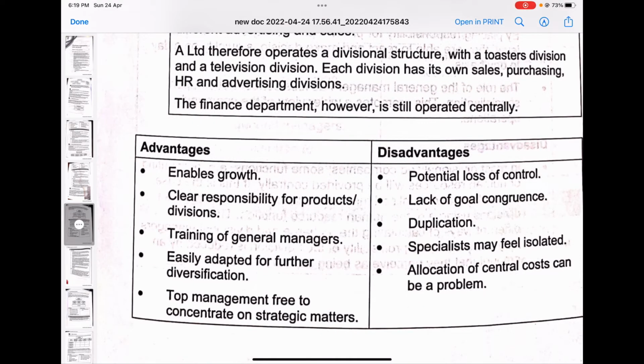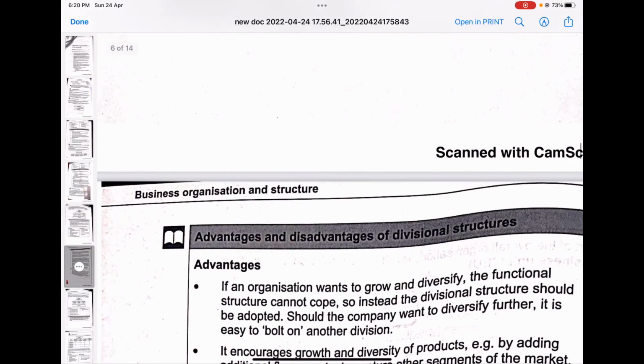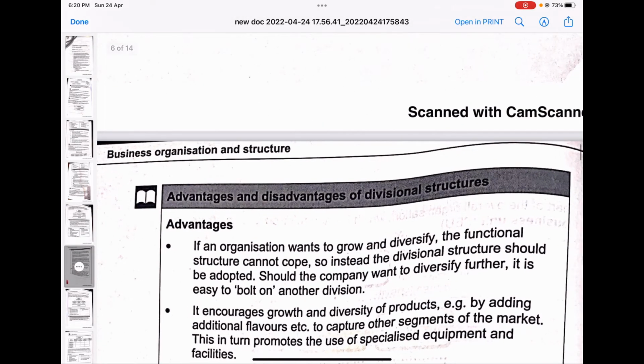As we have seen, allocation of central costs can be a problem. It is a problem because sometimes we share the finance department. If there are two products, the finance department is the same for both of them. So when one has a profit and one has a loss, it is really confusing. So the allocation of the central costs is a problem in the product structure. Okay, moving on. I hope this is very clear and very easy.